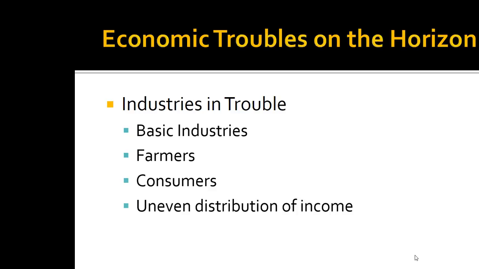Farmers are also in big trouble because of technology, but also because there was an increase in supply over demand. Basically an overproduction problem, and when you have too much supply and not enough demand to meet it, then you have to drop your prices, and so they start going into debt.